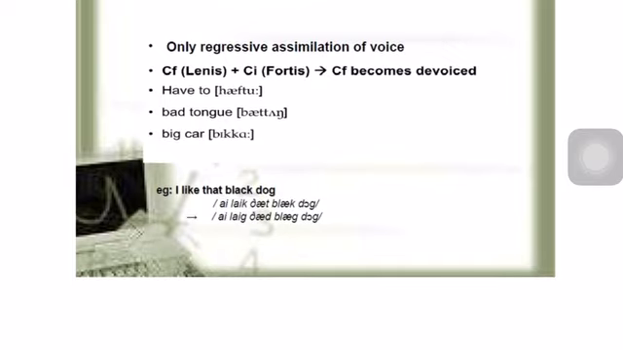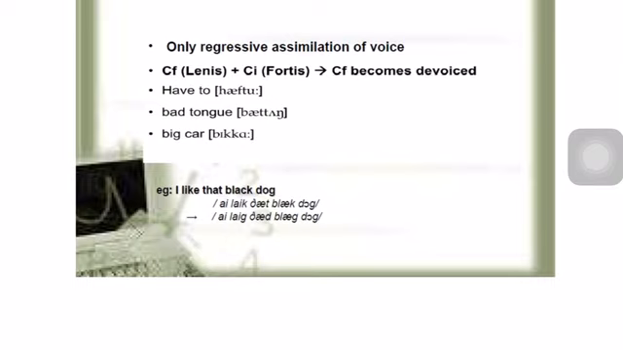Another example is the sentence, I like that black dog. So you can see that "black dog" becomes "blag dog." The K changes into G as well. And in this case, it's not about changing the voiced into voiceless. We change the voiceless into, or to make it voiced.